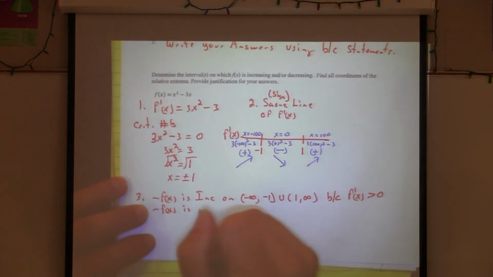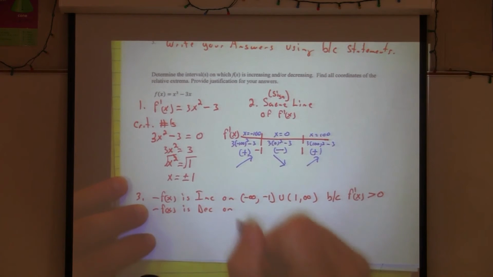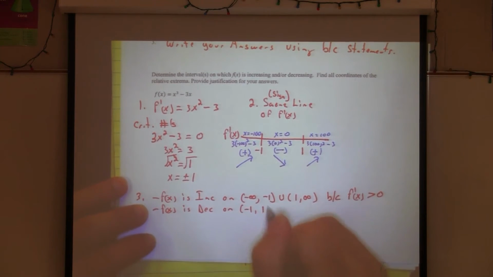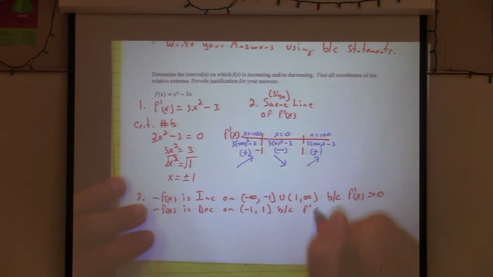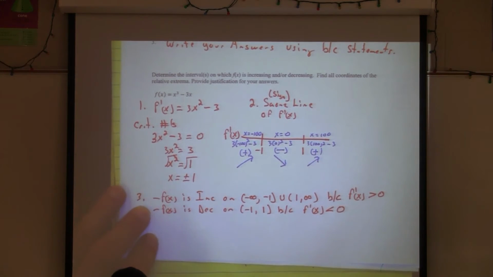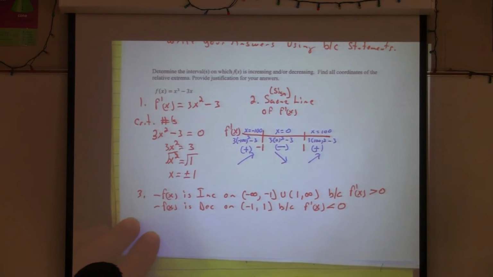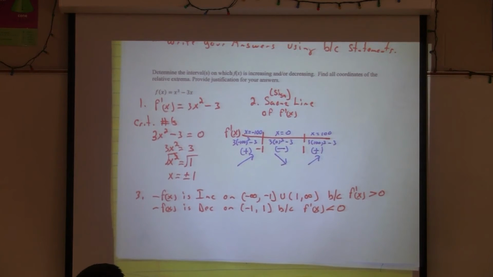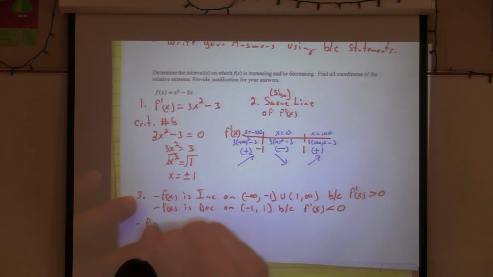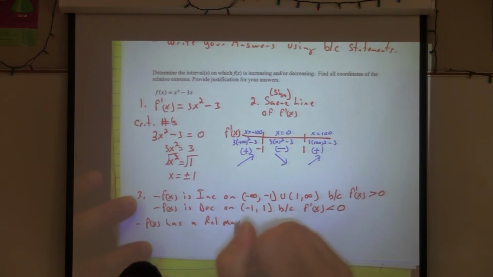F of x is decreasing on what interval? -1 to 1. Tell me why. F prime of x is less than 0 or is negative if you want to write it out. Your choice. Good? What else can I tell from the sign line? Where I have maxes or mins. So let's write that down. F of x has a relative max at what point?